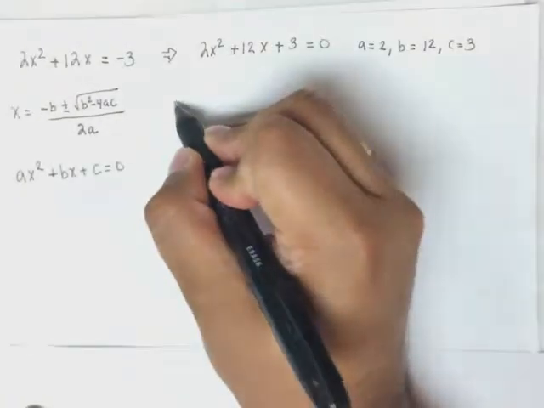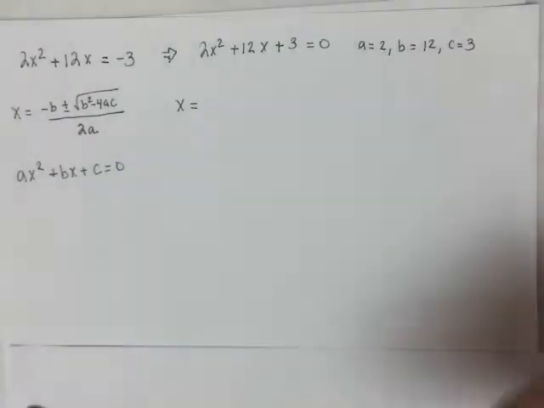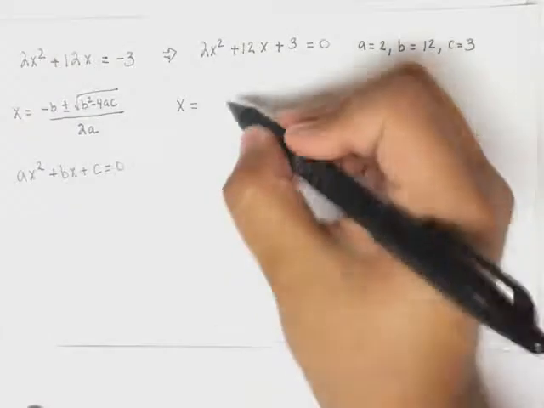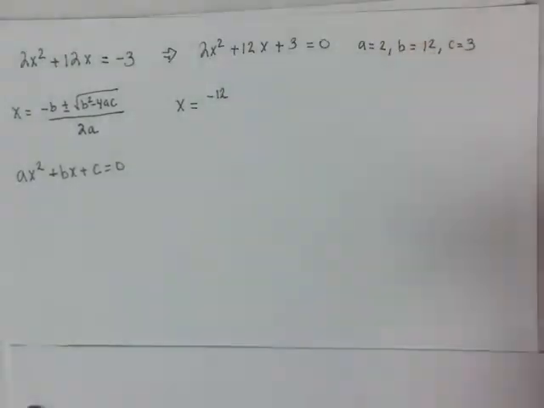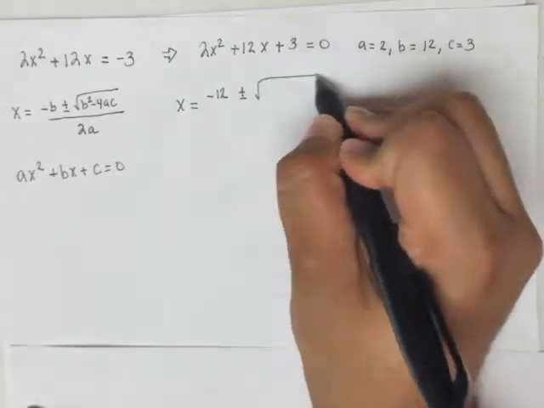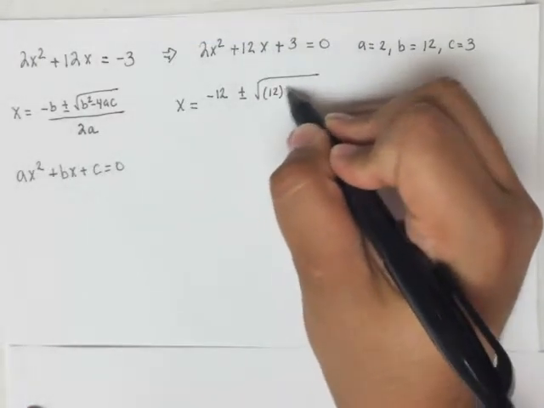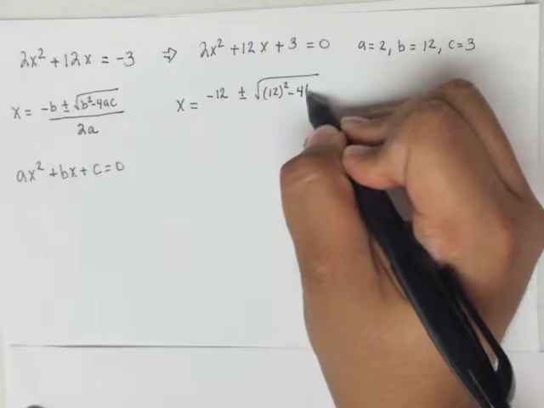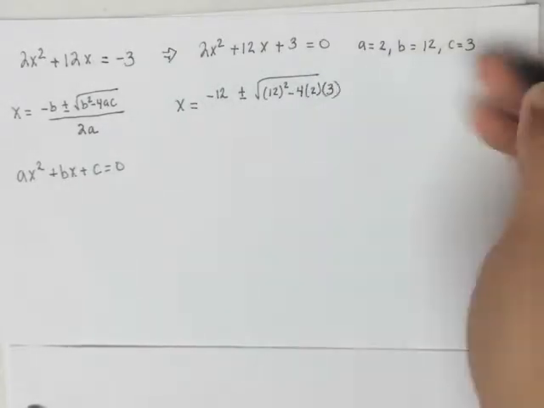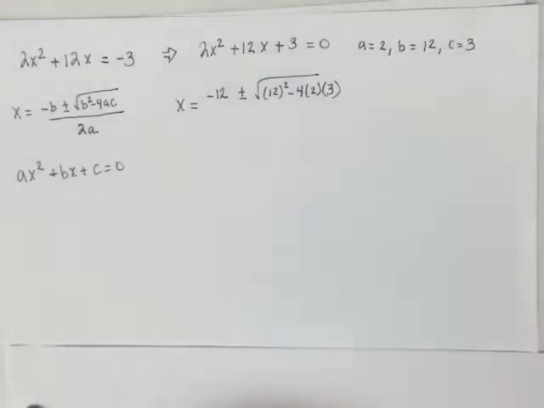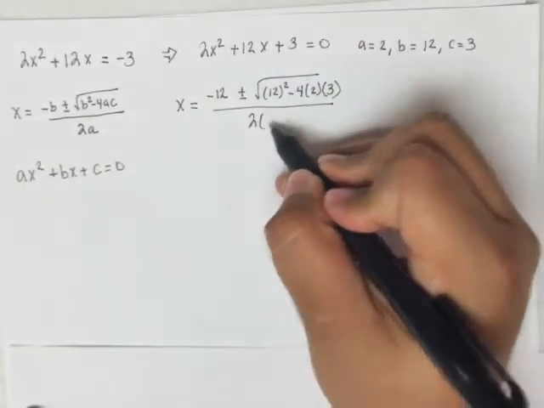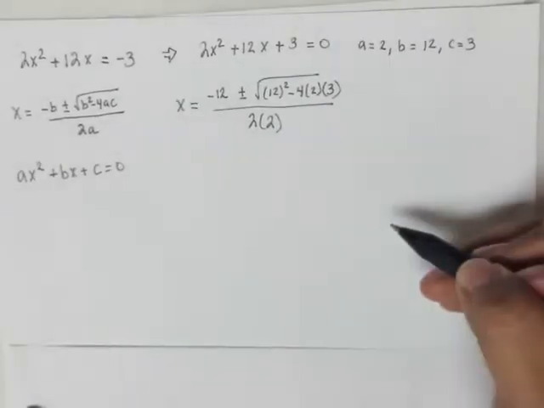So now we've got x equals. Now opposite b. So what's b? It's 12. So what's opposite b? Opposite b is negative 12. All right, so we've got negative 12 plus and minus the square root. So we've got 12 squared minus 4 times 2 times 3 from here, 4ac, all divided by 2a. So that's 2 times 2. All right, there we go.